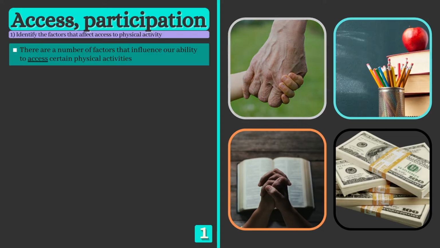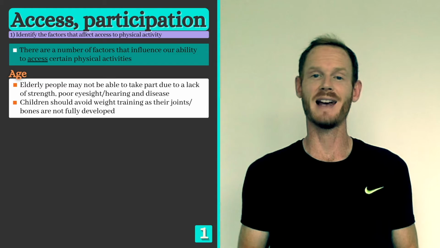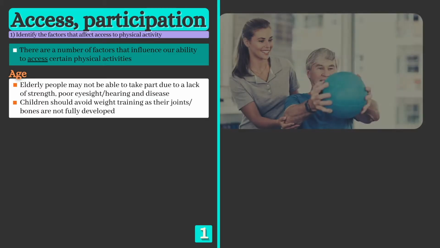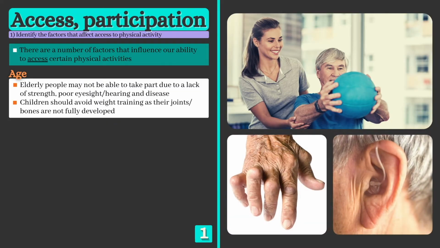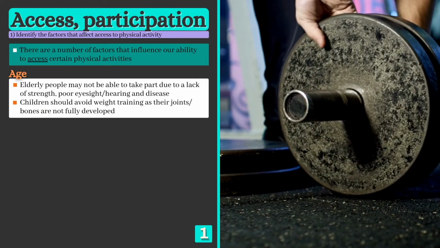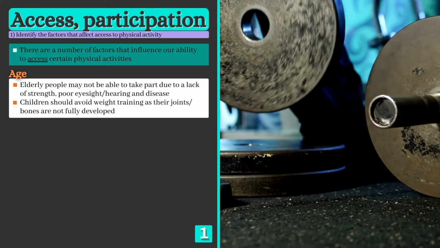certain physical activities. The first factor is age, which affects our physical capabilities and limits our choices. For example, the elderly may be unable to access high-intensity or contact sports such as sprinting, football or rugby due to a loss of physical attributes including strength and power, and an increased incidence of debilitating conditions such as arthritis and poor hearing and eyesight. Equally, activities like weight training put too much stress on the developing bones and joints of young children and are therefore inappropriate for this age bracket.